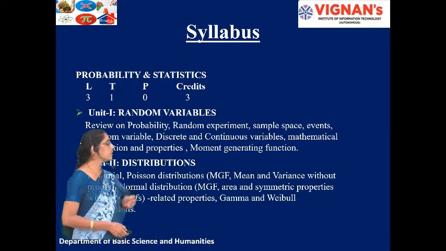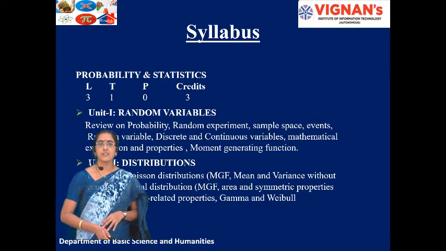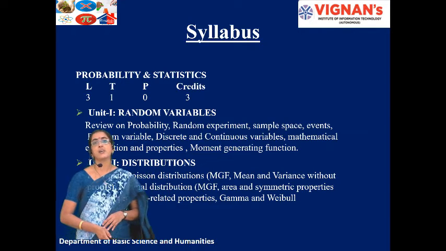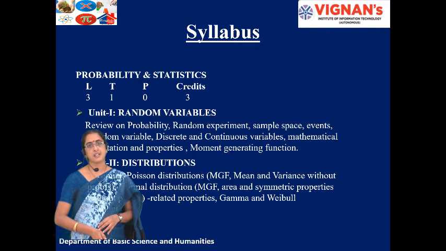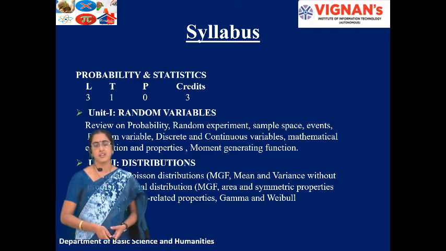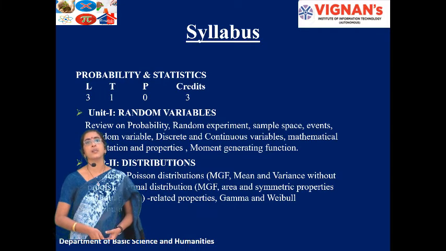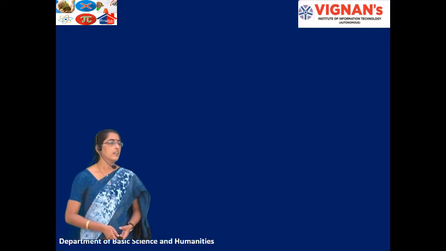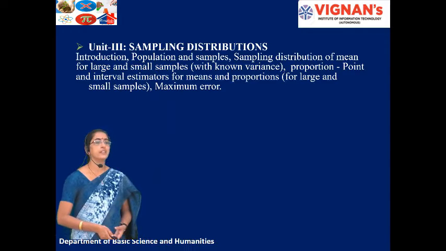Then the second unit is distributions. Definitely we have to assign some function to the random variables. Those functions are classified as discrete and continuous functions. Among the discrete we have binomial and Poisson distributions in your syllabus, and among the continuous you have normal, gamma and Weibull distributions. Among these, the normal distribution is widely used in almost all the fields of science and technology. Then coming to the third unit, it is sampling distributions.